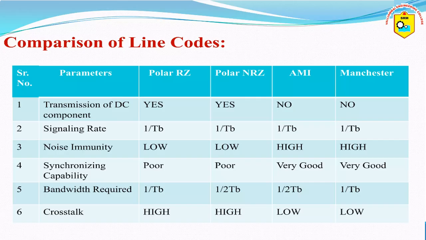Okay, and the bandwidth required is quite low in polar RZ and AMI, and it is 1 by TB for polar RZ and Manchester, where TB represents the bit duration, that is one pulse duration. Okay, so that is the TB. And then synchronizing capability is very good in AMI and Manchester.